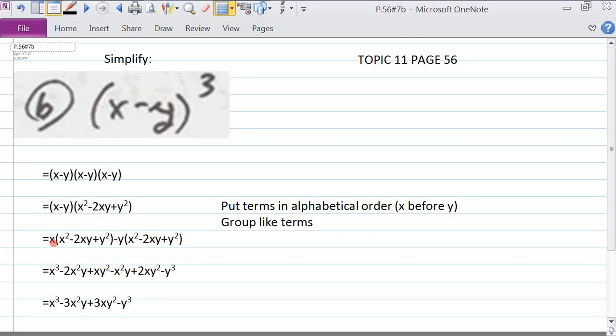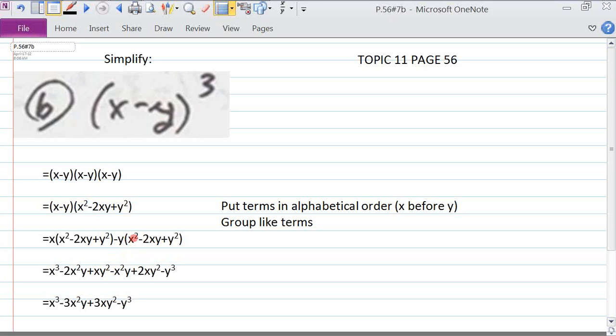Now I'm going to use the distributive rule. X times x squared gives me x cubed. X times minus 2xy gives me minus 2x squared y. And x times plus y squared gives me plus xy squared.